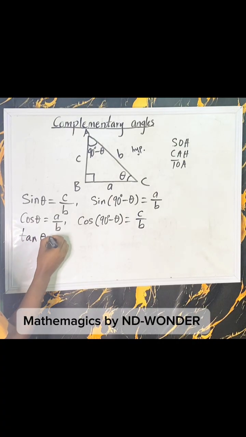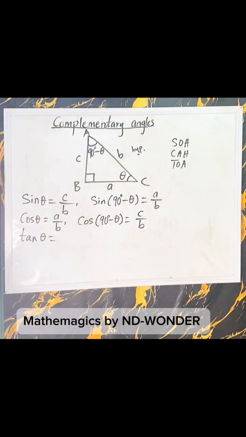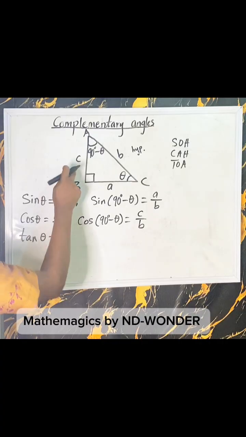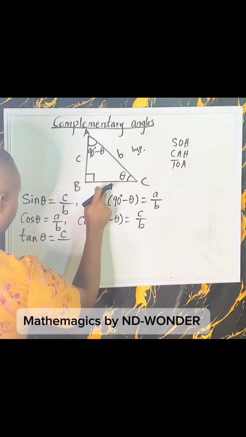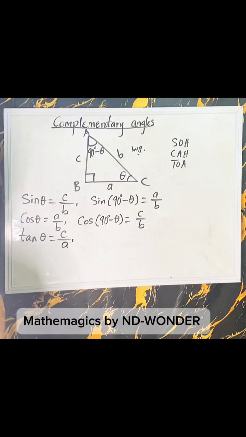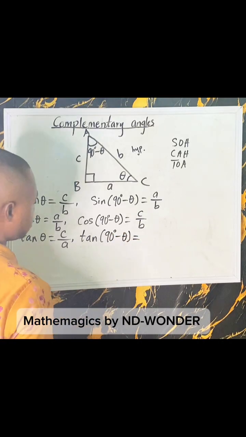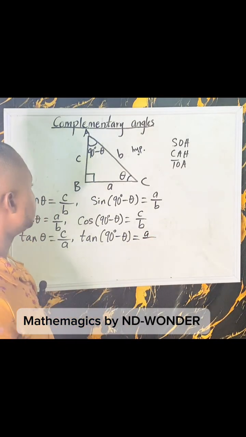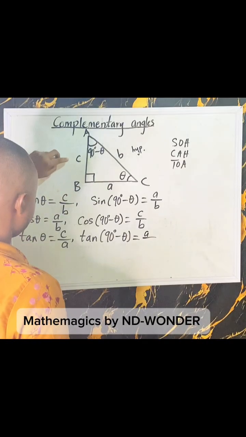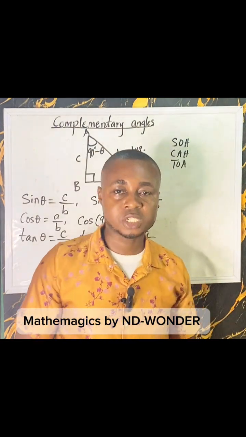Then tan theta of this is opposite over adjacent. The opposite remains c, and the adjacent is a. Then the tan aspect of this one becomes tan of 90 degrees minus theta. The opposite is a, and the adjacent is c. Then after that, we now have to go into the establishment.